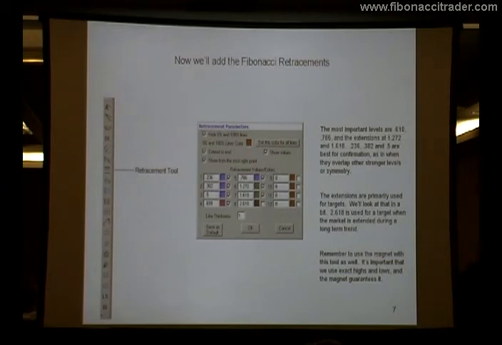Does anyone here use extensions for targets? Great.